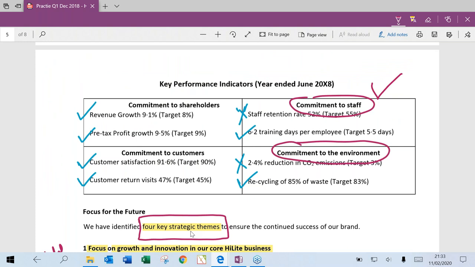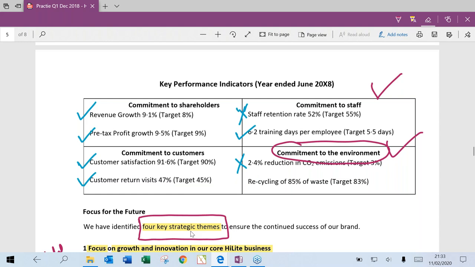We should also try and give these statistics. We will say our staff retention is 52% and we are spending 6.2 training days. We are also committed to the environment and should try to use these statistics as well.